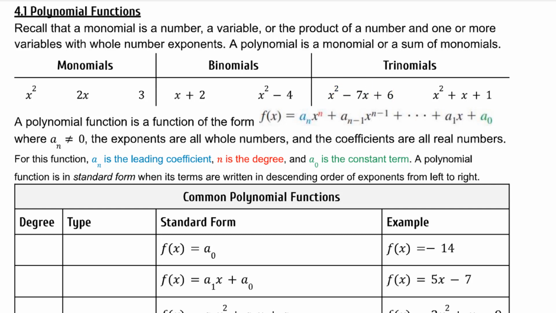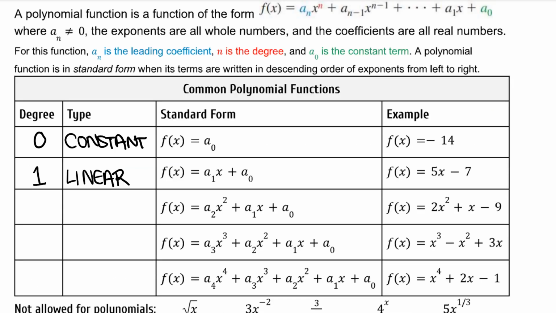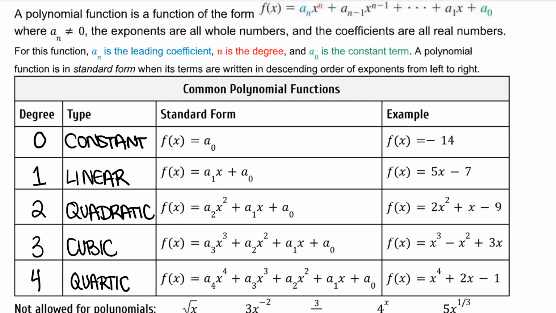So when the degree is 0, we have a constant function in the form f of x is equal to some number. When the degree is equal to 1, we have a linear function. A polynomial with degree 2 is called a quadratic. A polynomial with degree 3 is called a cubic. And when the degree is 4, your polynomial is a quartic function.